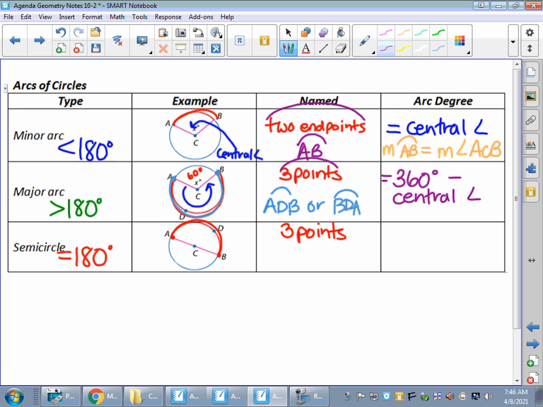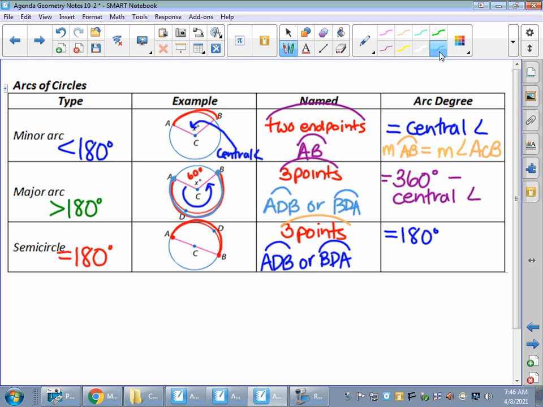So you automatically know that 2 points is a minor arc. Everything else is 180 or higher. So this one I could name ADB. Or if I wanted to go the other way around, BDA. And easy peasy, we know that the measure of a semicircle is equal to 180 degrees, halfway around the circle.